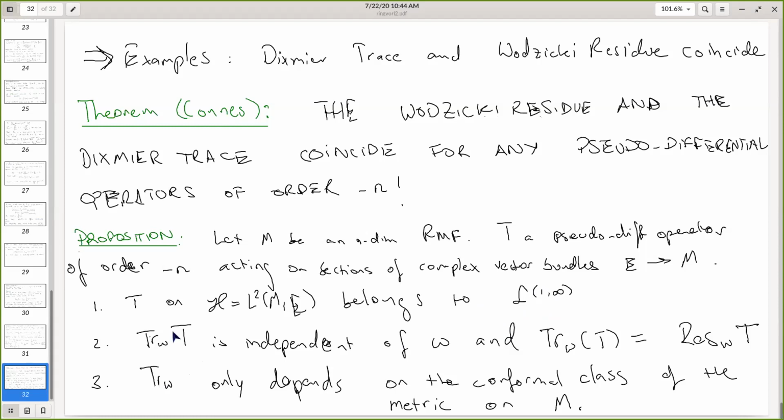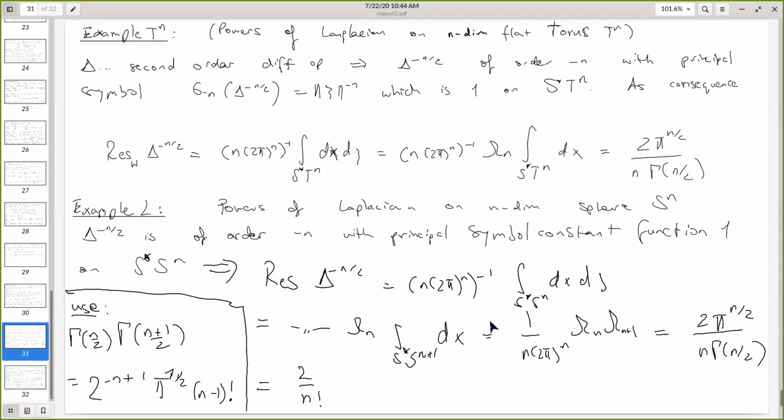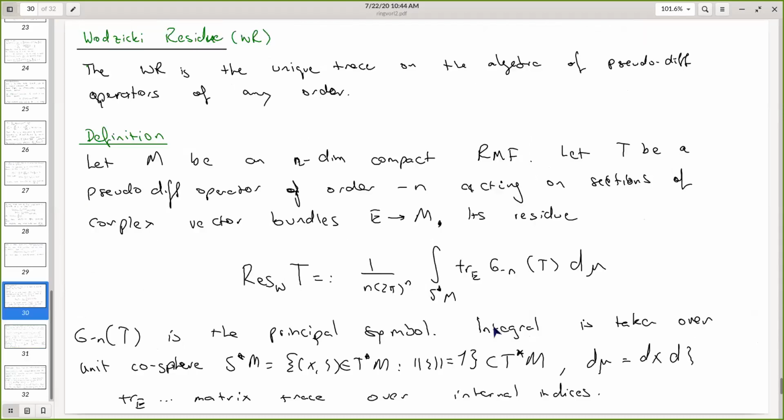Okay, very good. And the trace, the Dixmier trace, is independent of omega, and the Dixmier trace is equal to this Wodzicki residue. And the trace only depends on the conformal class of the metric on M. Now, just as a last remark, in a sense, why is that important?